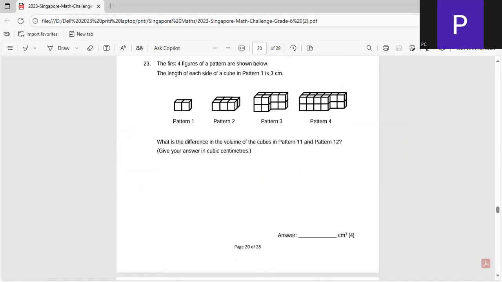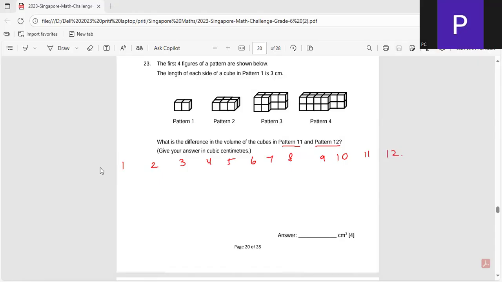Question 23. The first four figures of a pattern are shown below. The length of each side of a cube in the pattern is 3 centimeters. What is the difference in the volume of the cubes in pattern 11 and pattern 12? Now let's see, pattern 1, 2, 3, 4, 5, 6, 7, 8, 9, 10, 11, and 12.